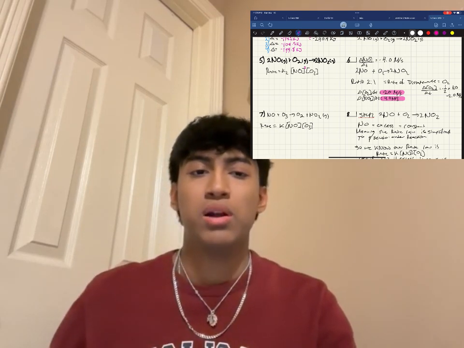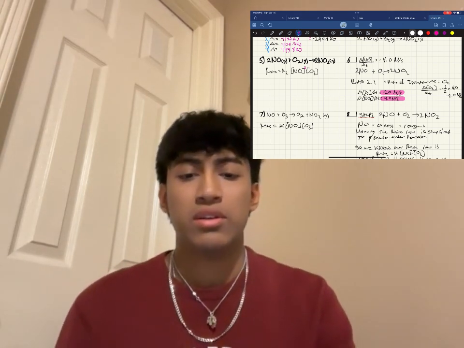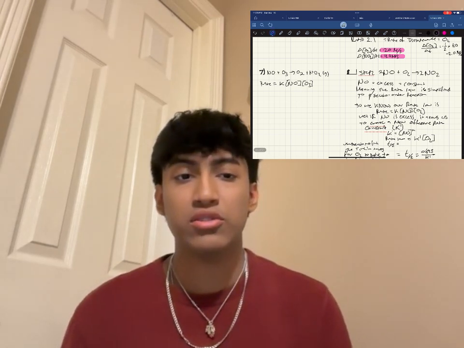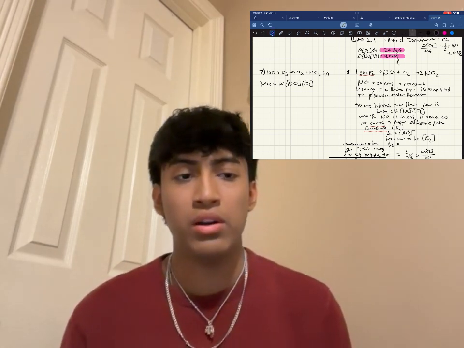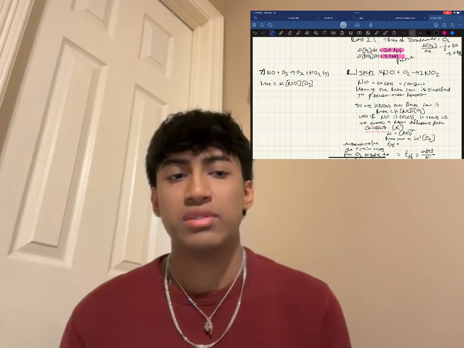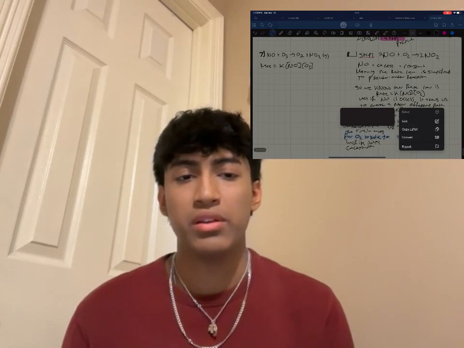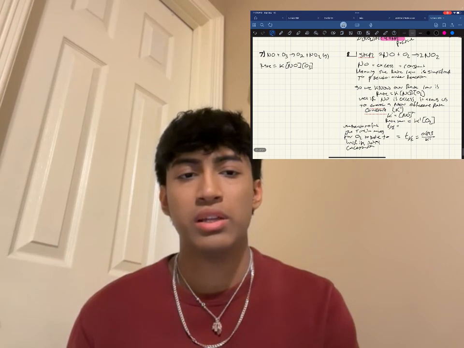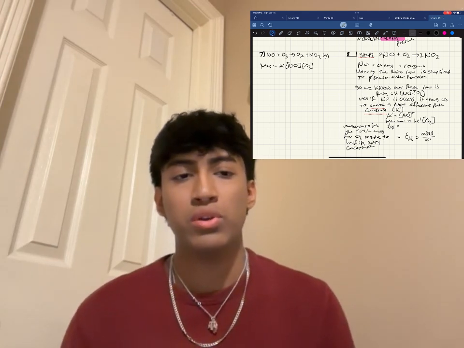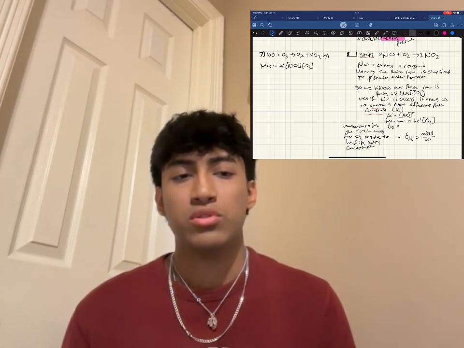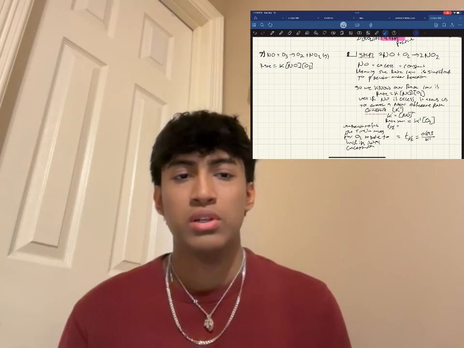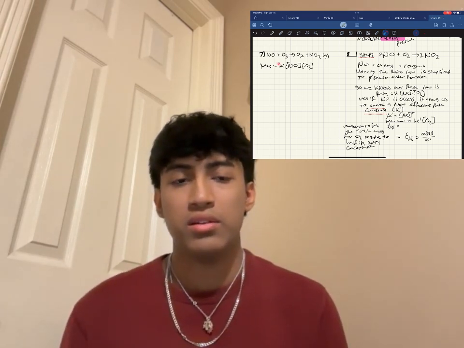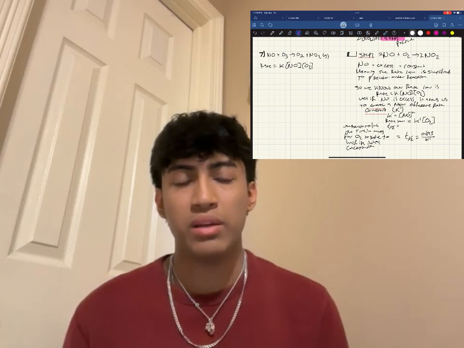So then problem 7 asks us to determine the rate law for step 4 using the simple rate law method. So this one's super simple. Given NO plus O3 equals O2 plus NO2, we would just get the rate, and that would be K times NO times O3.